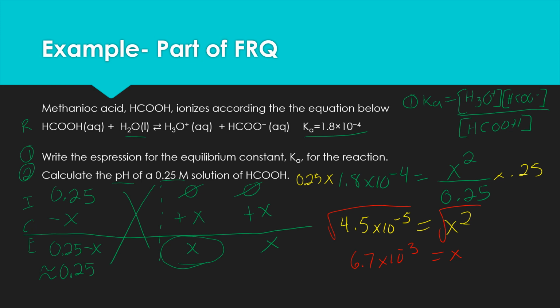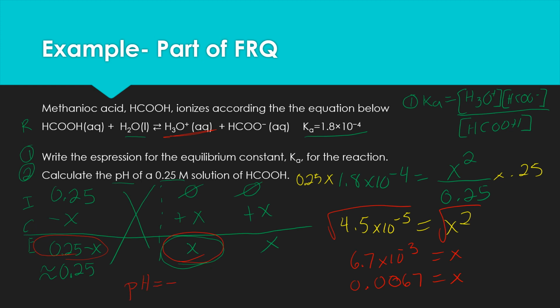So X is basically 0.0067. Okay, so we can see already if we plugged X in right here, it would be so small we wouldn't really get a change. It would round to 0.25, so that's a way to check that, make sure rounding is okay. X is going to give us this value here, which is our concentration of our hydrogen or hydronium, which allows us to find our pH.